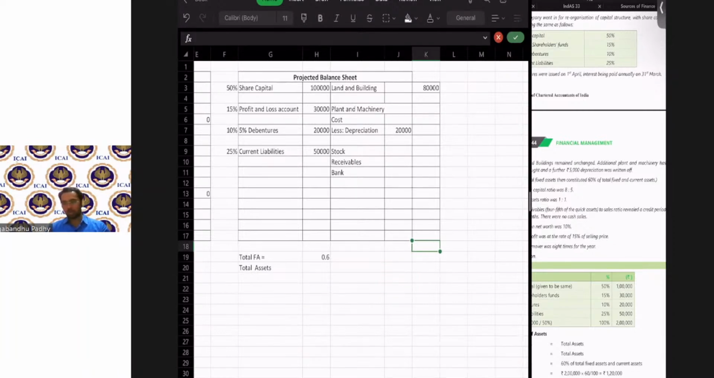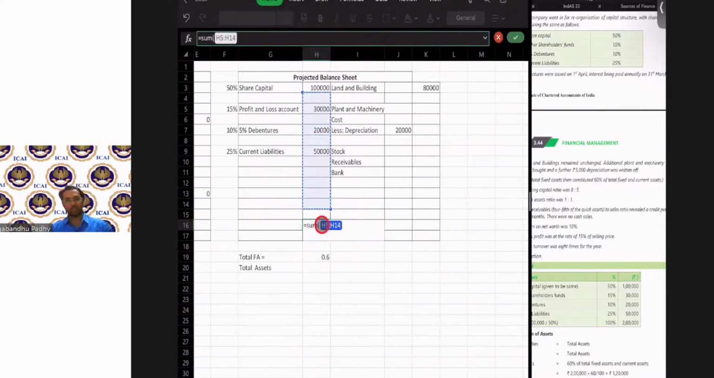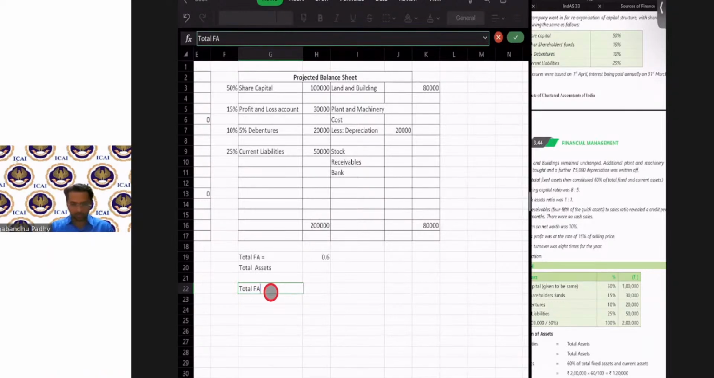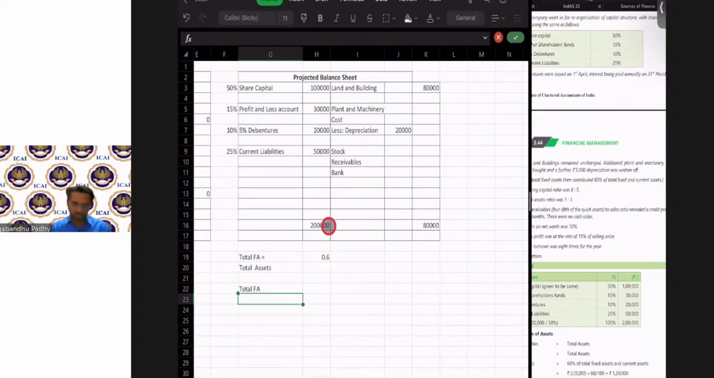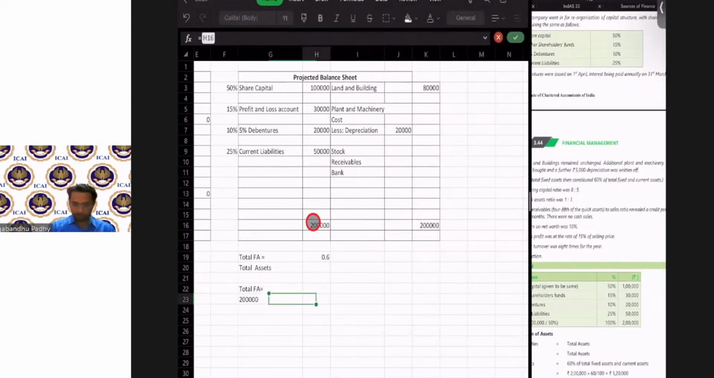Now we don't know what the total assets are as such. Do we know? Yes, of course, sir. We don't know the total assets over here, but surely we know what is the total of our liabilities. And obviously, ideally, total of all our liabilities should be equal to total of the assets, right? So total fixed assets upon total of assets is basically going to be equal to this 2 lakh figure. That's equal to 0.6.